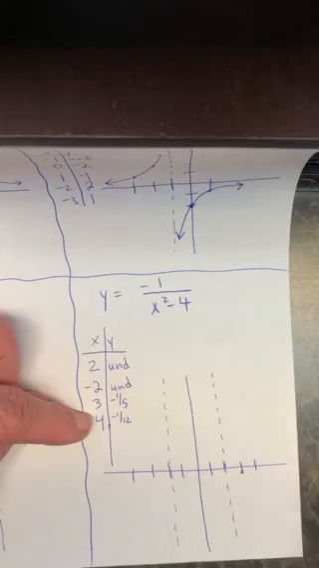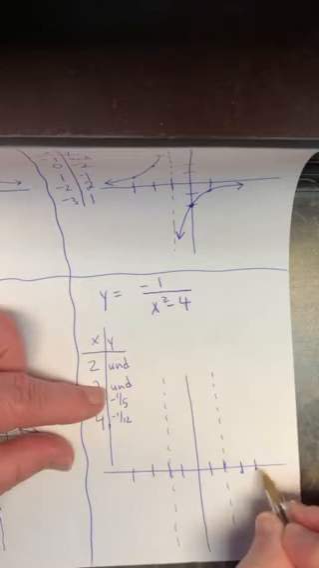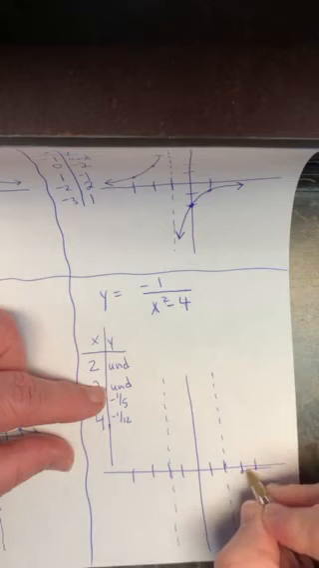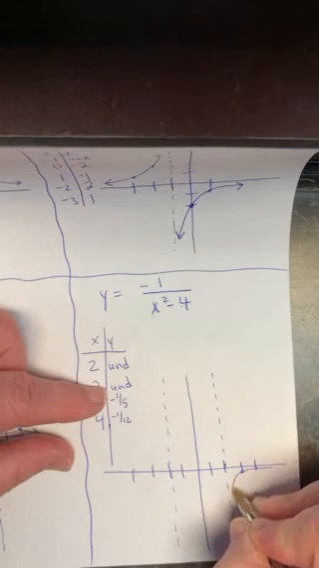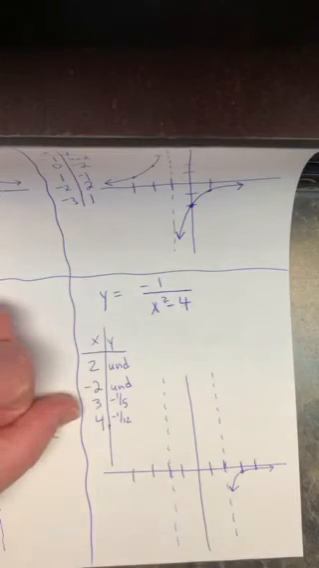So over here to the right of the asymptote, I'm going to go right 3, down 1/5. That's not very far. Right 4 and down 1/12. So what's happening is I'm going along the x-axis, hitting that, and eventually taking a sharp turn upward and getting close to my vertical asymptote.